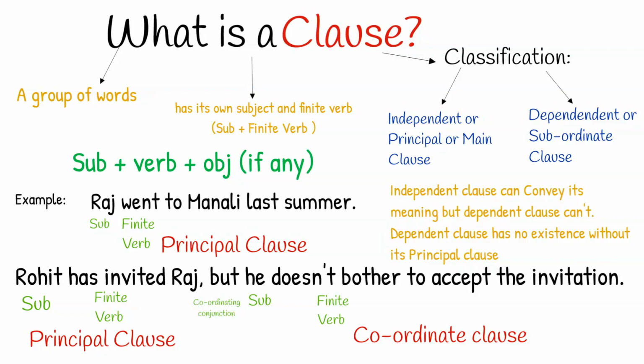But "he doesn't bother to accept the invitation" is another clause which can convey its meaning without taking the help of its principal clause. And this clause is joined by a coordinating conjunction, but, to its principal clause. That is why this clause is a coordinate clause. Remember that principal clause and coordinate clauses are the same rank clauses. They are joined by coordinating conjunctions.